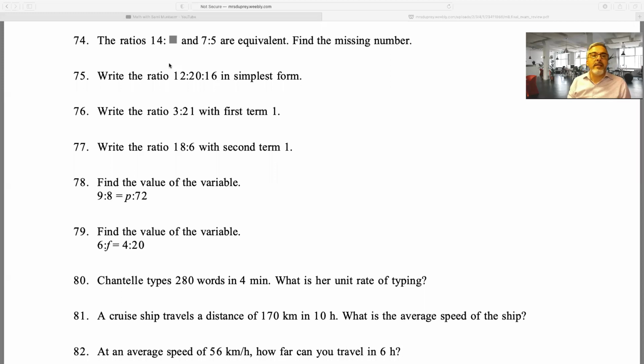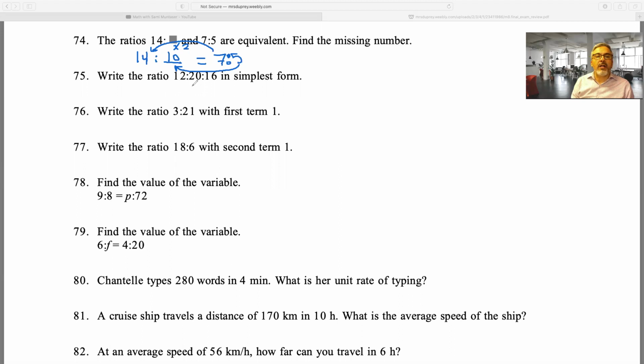So 14 to something is the same as 7 to 5. If I go this way, I know 7 times 2 gives me 14. So I do the same thing here. I go 5 times 2 will give me 10. So 14 to 10 is the same as 7 to 5.